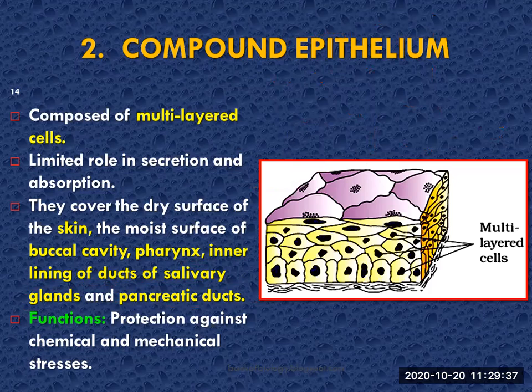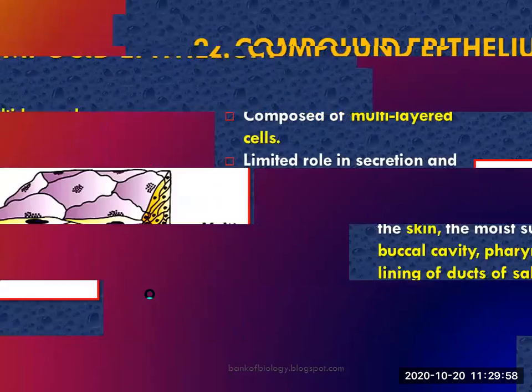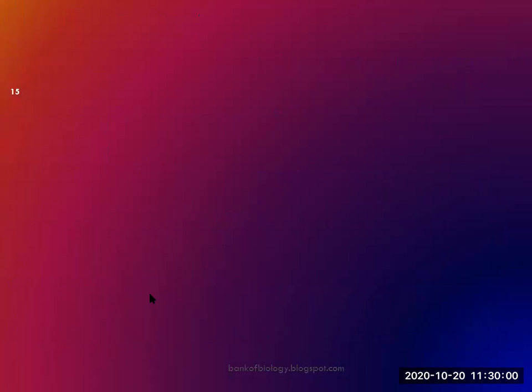As a whole, you can remember compound epithelium like this: stratified squamous keratinized epithelium in the skin, stratified squamous non-keratinized epithelium in the moist surface of the buccal cavity and pharynx, then stratified cuboidal in the inner lining of ducts of salivary glands and pancreatic ducts. That's all about the compound epithelium. Here, examples play the role.